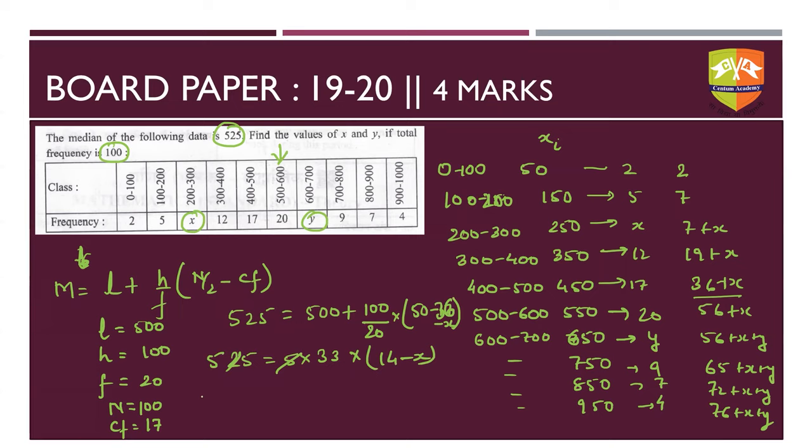So 14, 5 by 33. No, this will not be 33. 33 is gone. 14 minus x. So 5 is equal to 14 minus x. So x equals 9. Correct. And what is y? You can calculate y. 17 plus x plus y is 100. So clearly x is 9, so 85, y is 15. Yes, correct. So that's done.